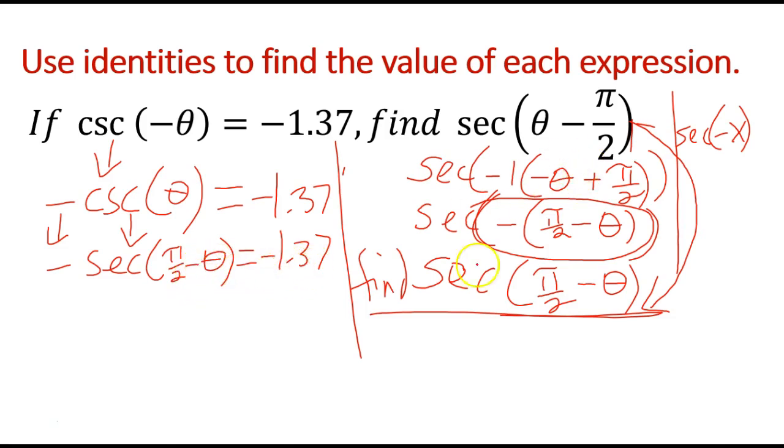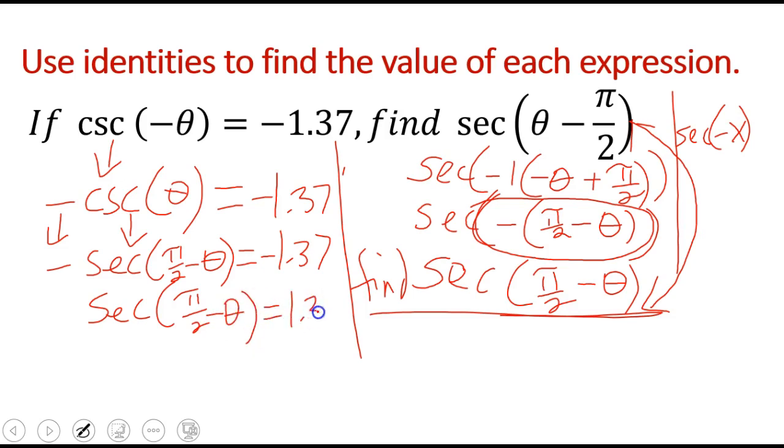But we are asked to find secant. We are looking for just positive secant. What can we do to make it positive? We multiply both sides by negative, or divide both sides by negative, and that will remove the negative and both sides will become positive. So this will just become 0.75, and that's what we are looking for.